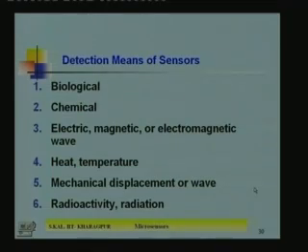Now, what are the detection means of sensors? Detection means may be biological, chemical, electric, magnetic or electromagnetic. Detection means may be heat or temperature, mechanical displacement or wave, radioactivity, radiation. These are various kinds of detection means.